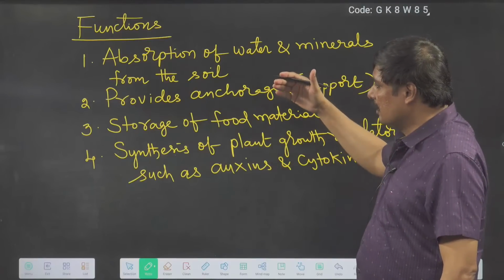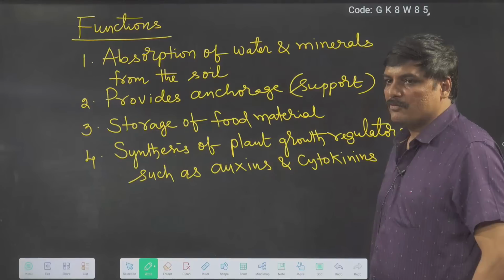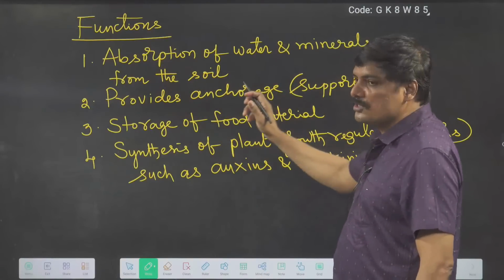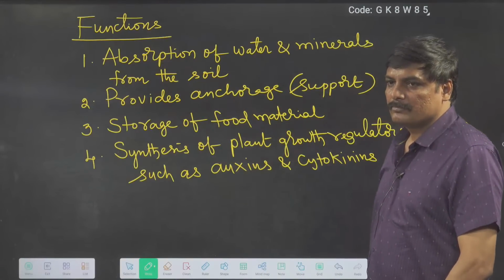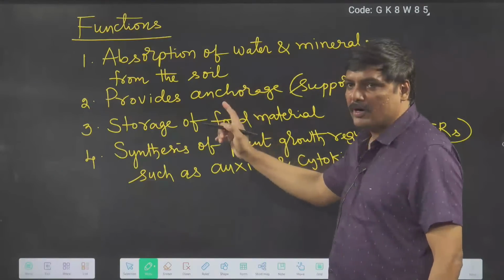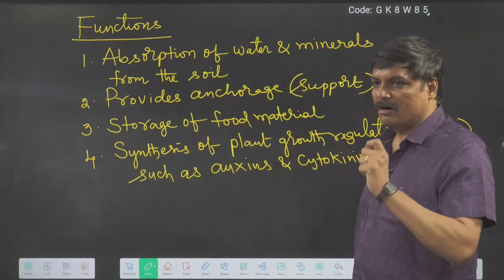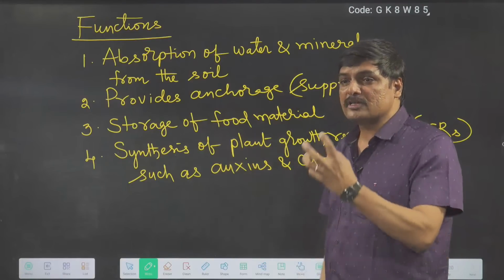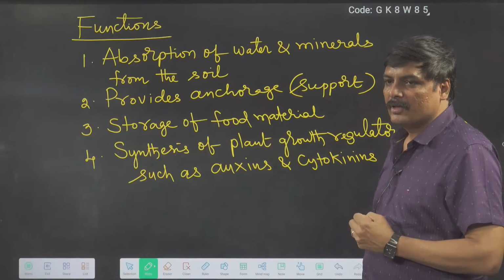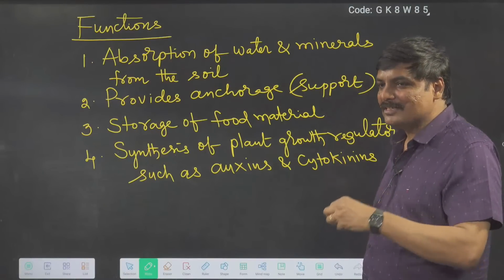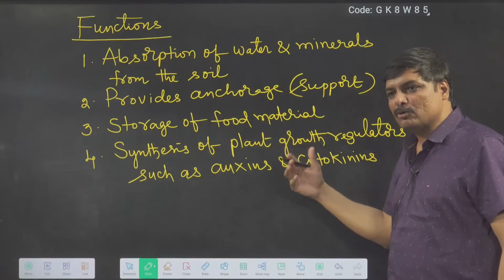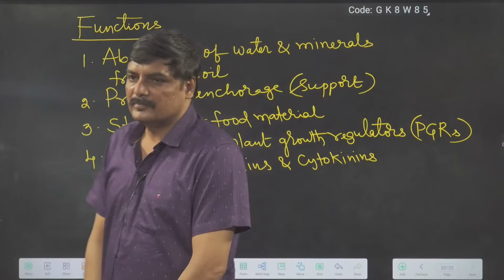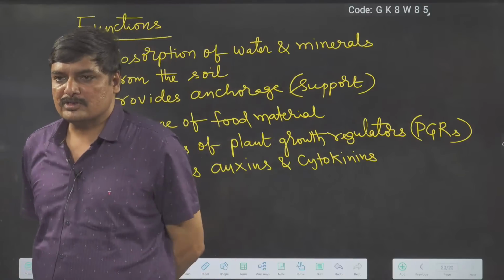So once again, I will tell you, go through this. The functions of root system are: 1. It helps in absorption of water and minerals from the soil. Second one, it provides anchorage or support to the whole plant. And third one, it helps in storage of food material. And it also helps in synthesis of various plant growth regulators like auxins and cytokinins. So these are the functions of the root system.